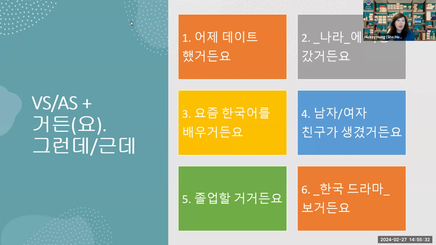남자 여자 친구가 생겼거든요. I now have a boyfriend or girlfriend. 졸업할 거거든요. So I will be graduating. Okay. 한국 드라마, name the drama. Okay. 보거든요. Like lately, this is what I'm watching. Okay. So how is it slightly different than 는데? Okay. It's 어제 데이트 했는데. This is a little bit more colloquial. Like this is what I did. I did a thing yesterday, that is very colloquial. Okay.